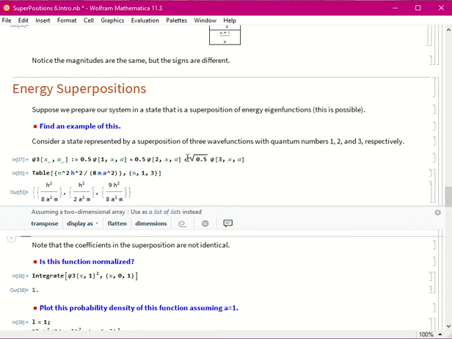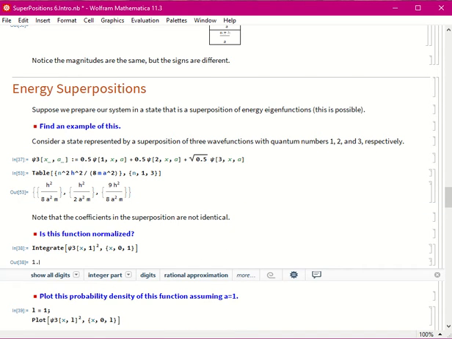Now, is our function normalized? Is this a normalized wave function? Just taking a look at it, we know that each of our wave functions here is normalized, because they're the particle in a box wave functions that we entered above. But is our entire function normalized? Well, we'll just integrate from 0 to 1. We'll set a arbitrarily equal to 1. And we indeed find that the value is equal to 1. So we do have a normalized function. Great.